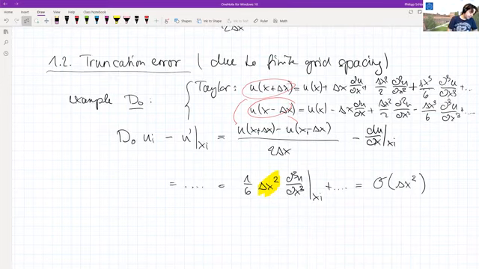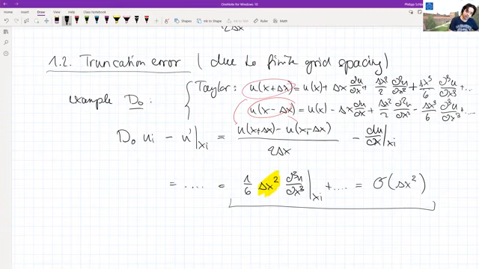And what we have now shown here is that the truncation error, so the error that I commit by going from continuous to discrete, is of this form here. So it has a term 1/6 delta x squared times the third derivative plus higher order terms. So it means in the end it is of order delta x squared.